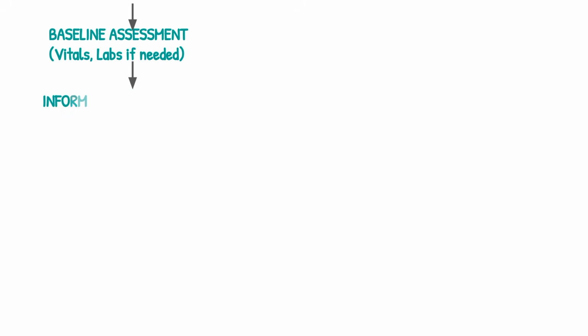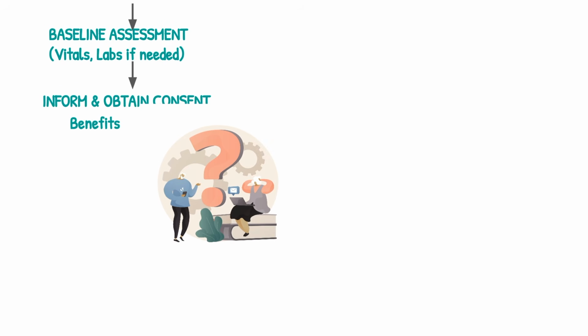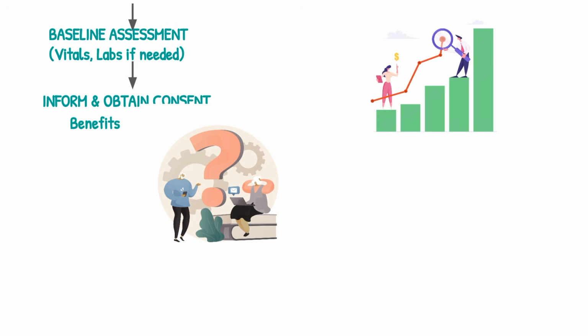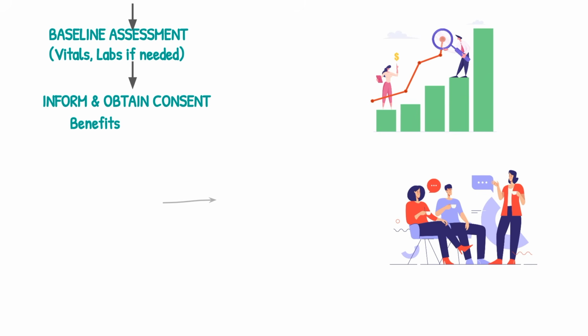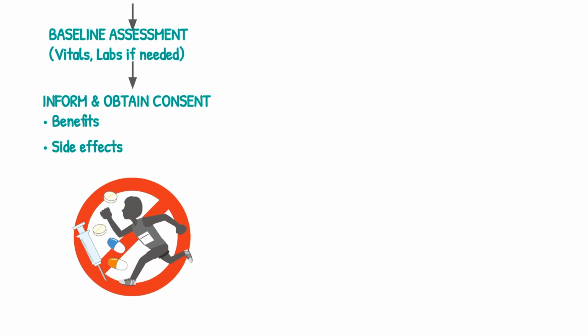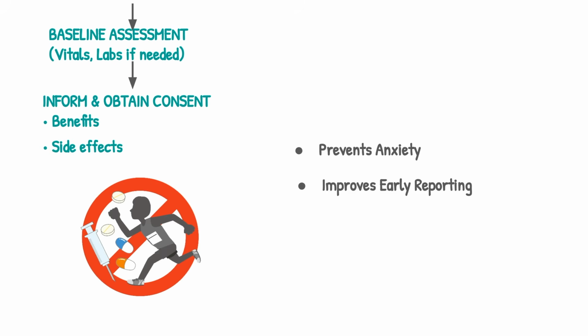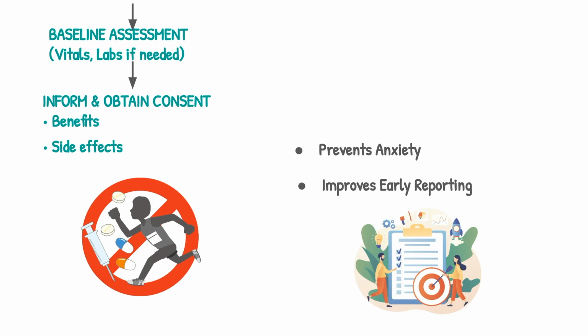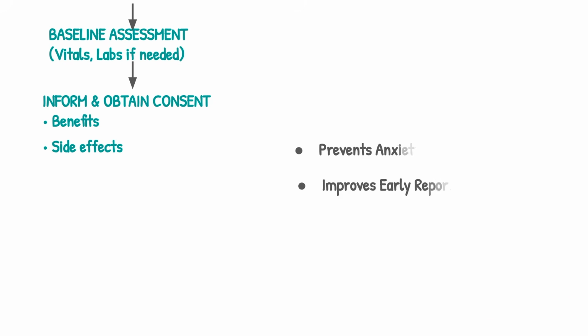Patients should be informed about the expected benefits of treatment. Explaining what improvement to expect and when helps build realistic expectations and strengthens the therapeutic alliance. Clear communication improves adherence. Discussing potential side effects in advance prevents anxiety and improves early reporting. Patients are more likely to continue treatment when they understand which side effects are common, transient, and manageable.